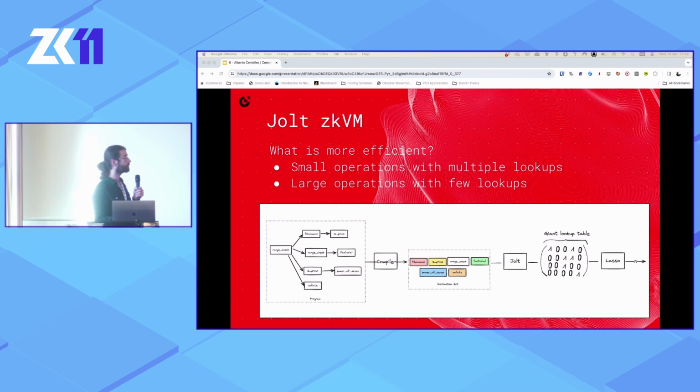But maybe we don't want to do that. Maybe we want to only use some of them to efficiently improve Jolt, because adding instructions to this huge matrix that Jolt basically consists of is very easy. Just append some other instruction evaluation table. And then again, another question for compilers is what is more efficient: is it to add small operations with multiple lookups, or is it to add large operations with few lookups?